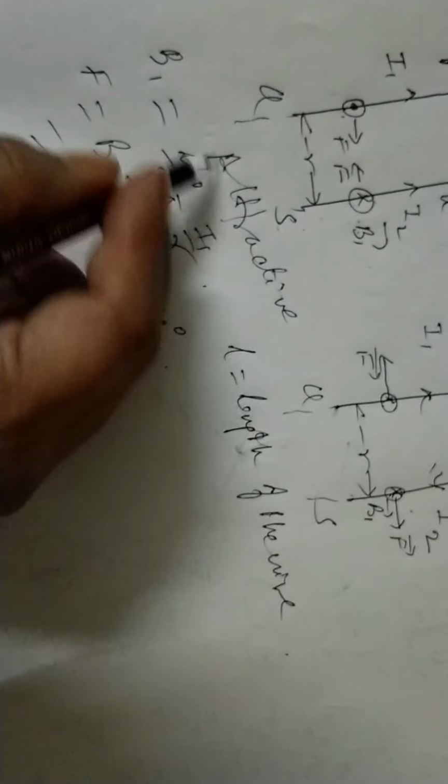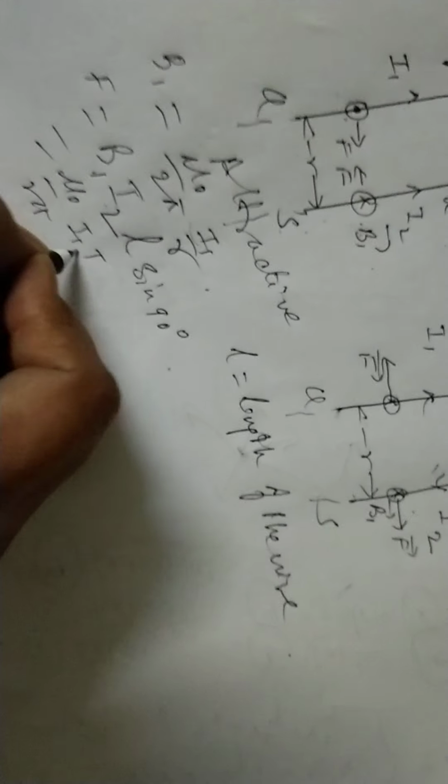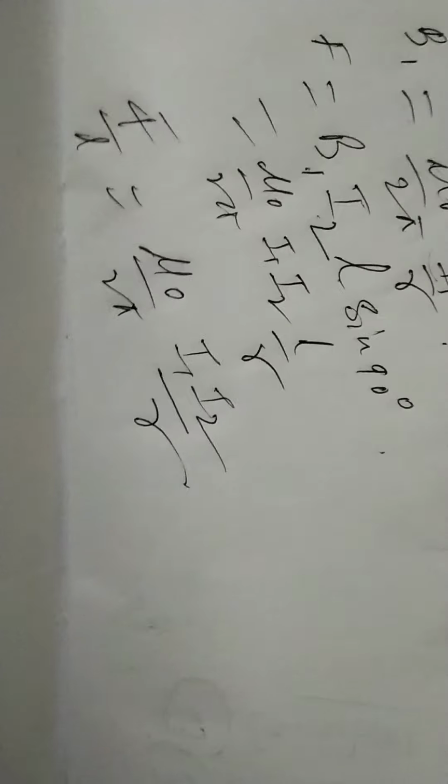So this is B1. Let us substitute the value: mu0 by 2 pi, I1 I2 L by R. So we can write it in this form. Now we can write F by L, F by L will become equals to mu0 by 2 pi, I1 I2 by R. So we get the relation here, F by L, that is the force per unit length, equals mu0 by 2 pi, I1 I2 by R.